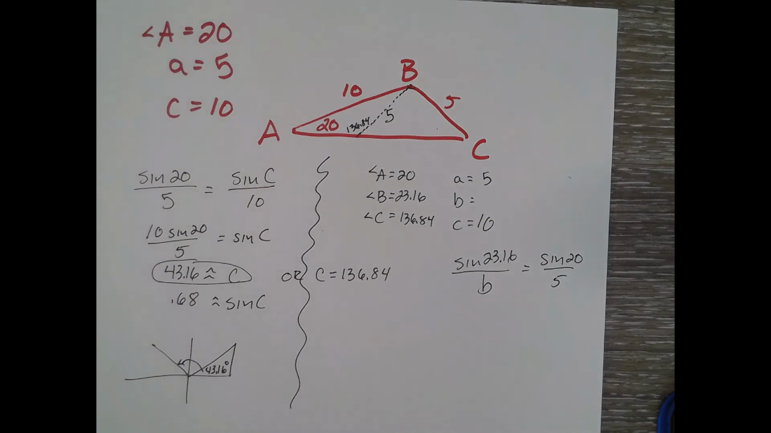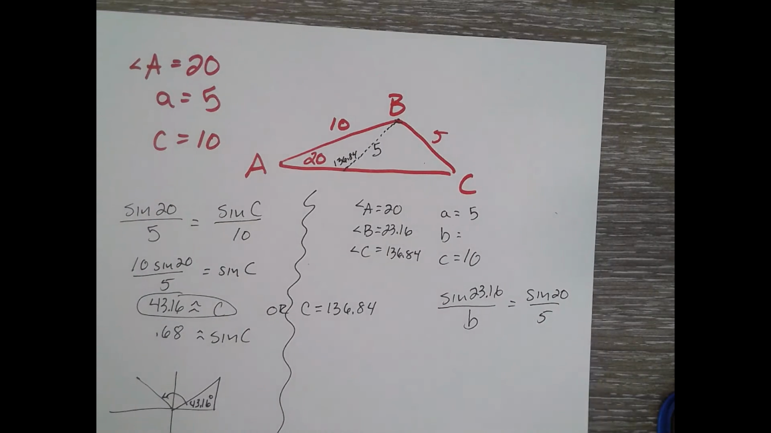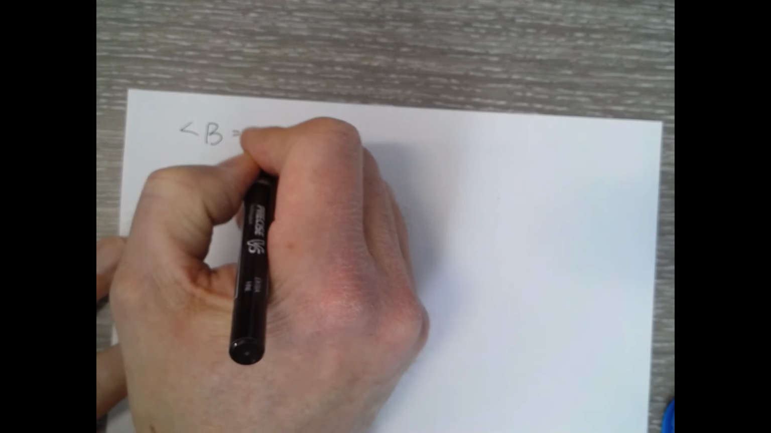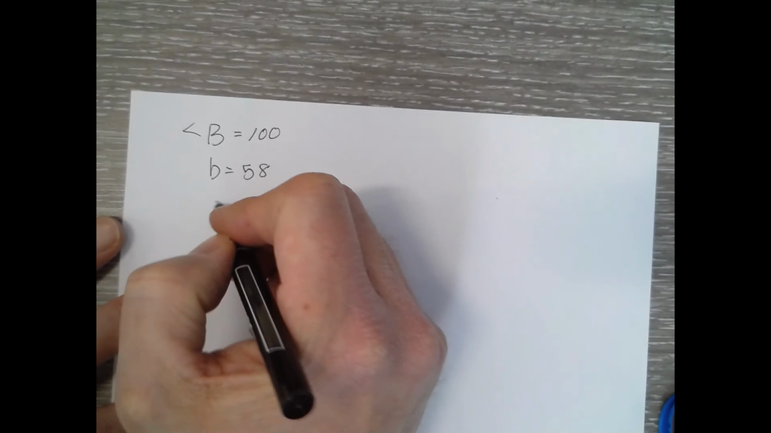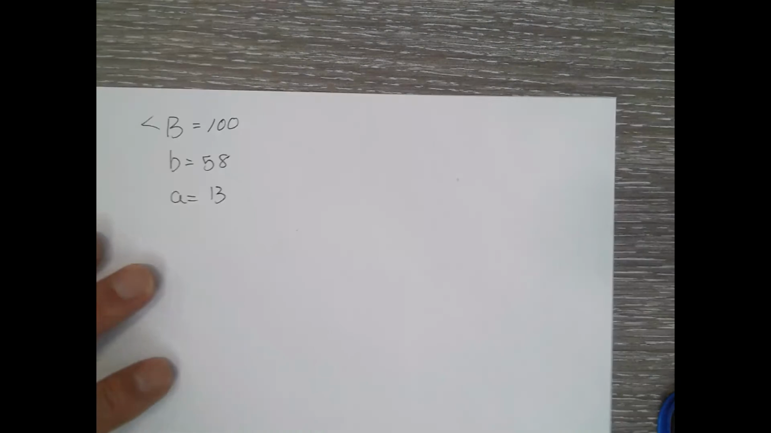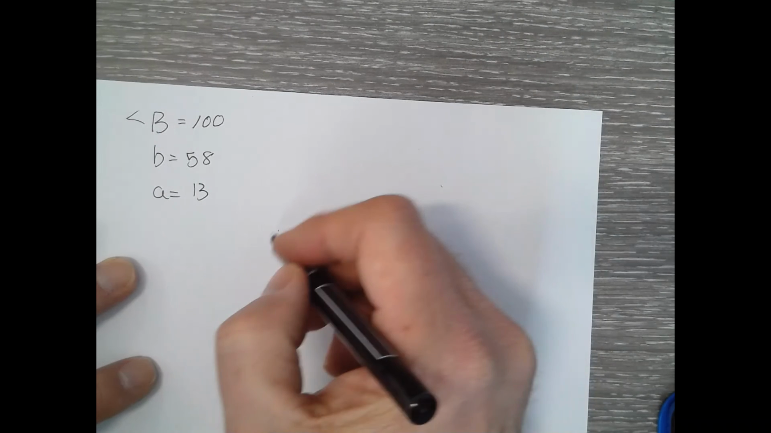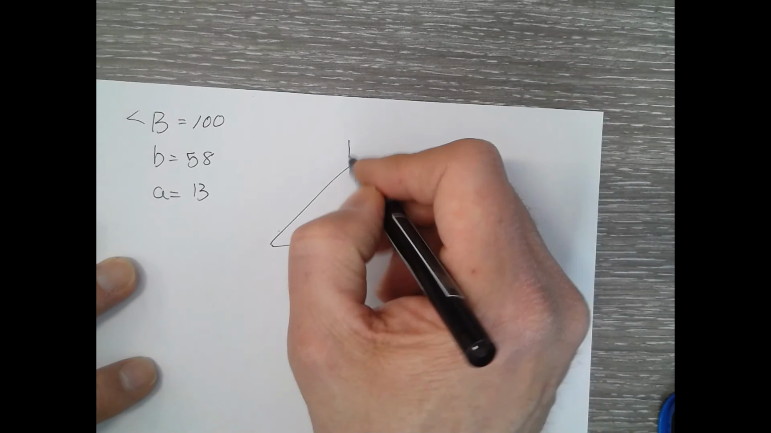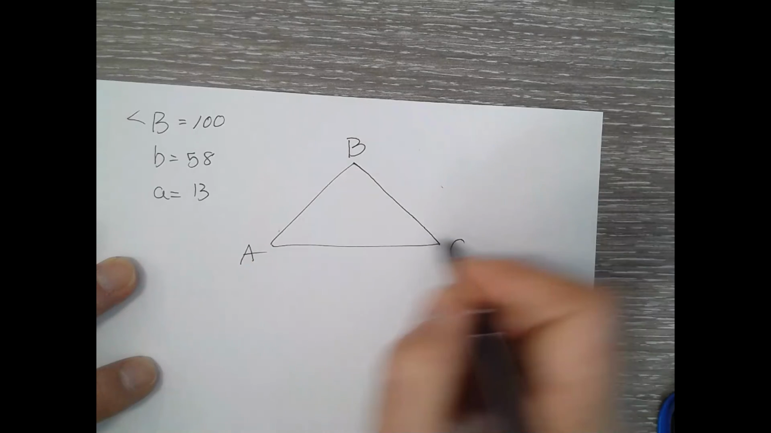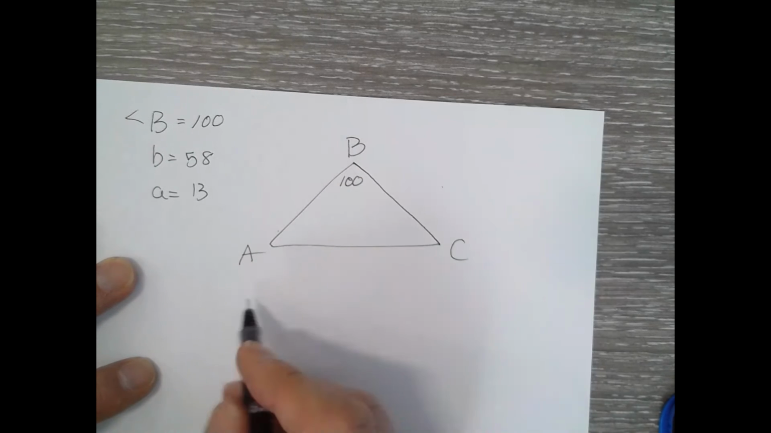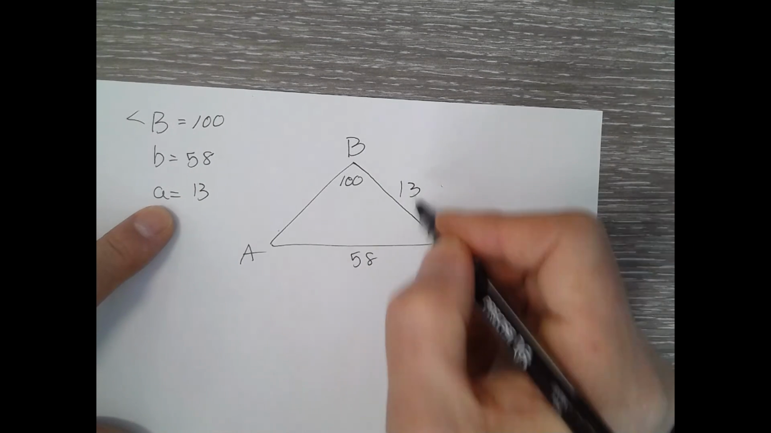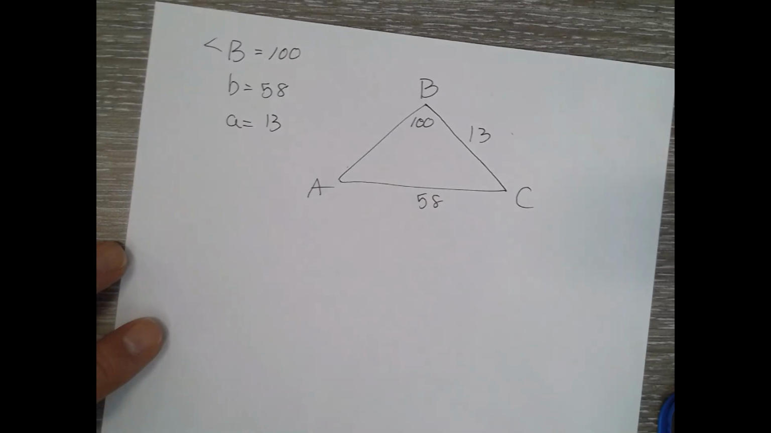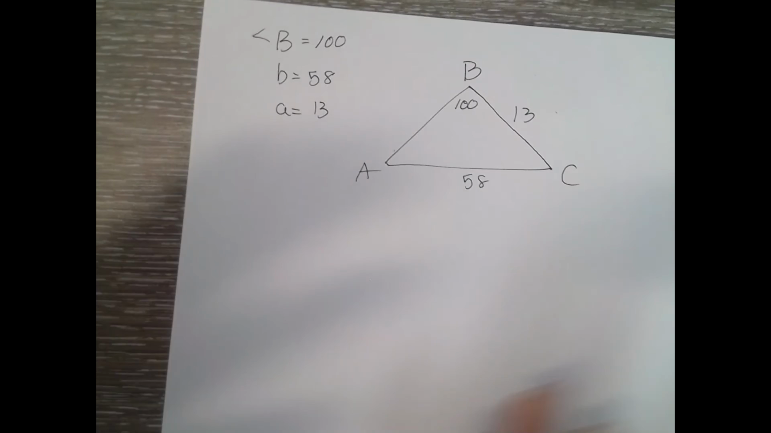All right, we have just a couple minutes. I'll give you one scenario where you only have one triangle, I think, if I made this up right. So B is 100 degrees, a little bit bigger than 90, b is 58, and a is 13. We have a side-side-angle scenario. I know that you could do it, but I'm just going to show you.